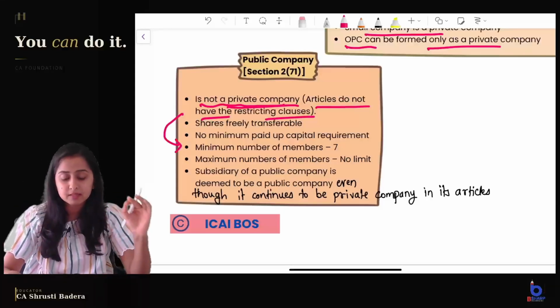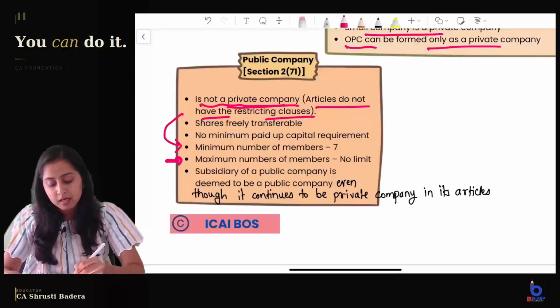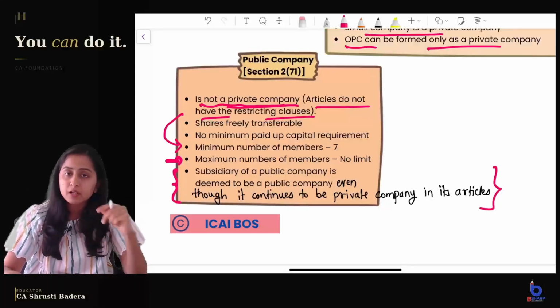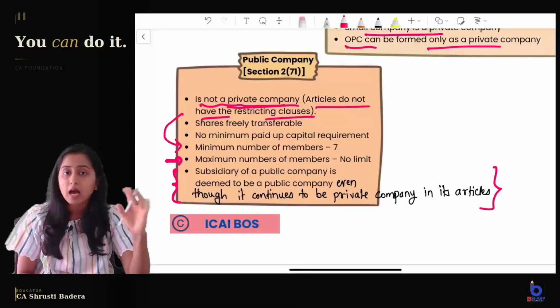Minimum number of members is 7. There is no limit on the maximum number of members. Another important clause in the public company definition is that a subsidiary of a public company is deemed to be a public company, even though it is a private company in its articles.